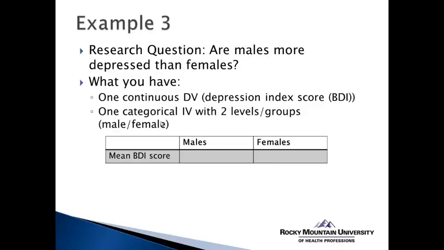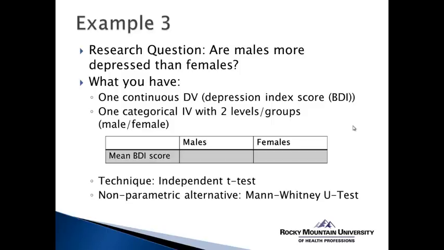Again, graphing that out, we've got our columns with our independent variable, male, female, and we have our row being our outcome variable, mean BDI score. Okay, so two independent groups that we want to compare on one numeric outcome. The option here would be the independent t-test. Now, if we didn't meet all the assumptions of the independent t-test, a non-parametric alternative could be the Mann-Whitney U-test.